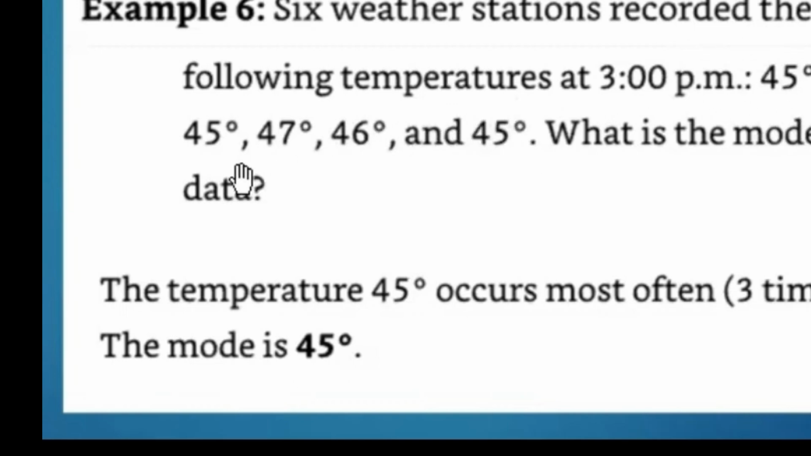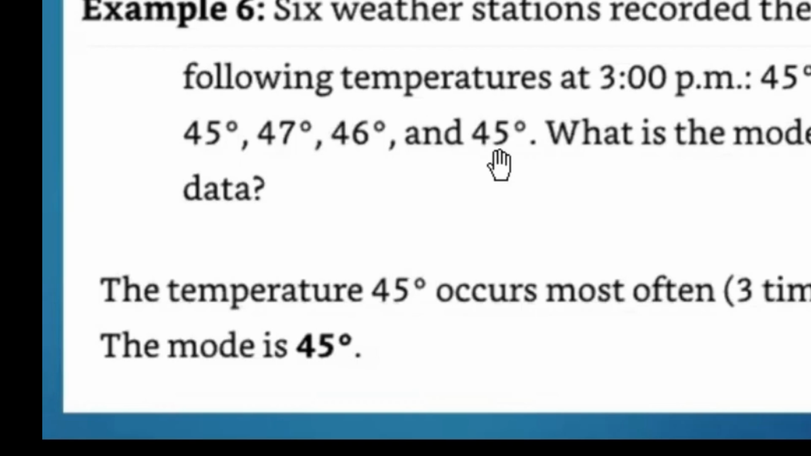45 was recorded by 3 different stations, right? So then you can call the news people and be like, well, today was 45 degrees, okay? And your rationale is that 3 different stations measured the same temperature, okay?